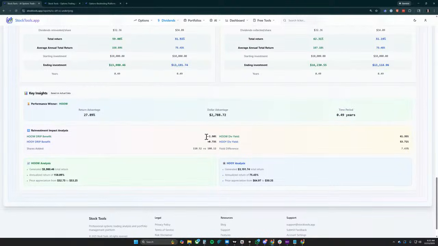We can see the DRIP benefit. You would have added 2.5 shares versus 7 shares. Or actually, is that minus? Is that plus minus? That's interesting.